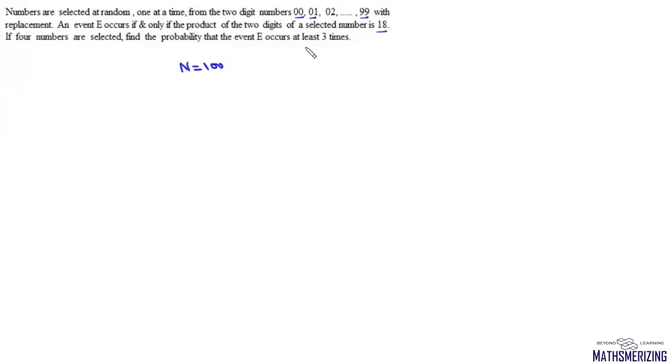Now out of these 100 numbers, first we'll identify which are the numbers whose product of digits is 18. Now such numbers are 29, 36, 63 and 92. So the probability that this event E occurs, this required probability P, will be given by 4 by 100, which is 1 by 25. Now probability of failure will be 24 upon 25. Now it says 4 numbers are selected with replacement, which makes it a case of binomial probability.